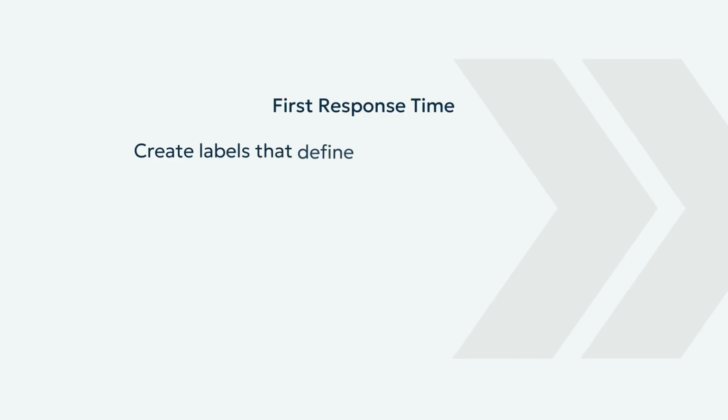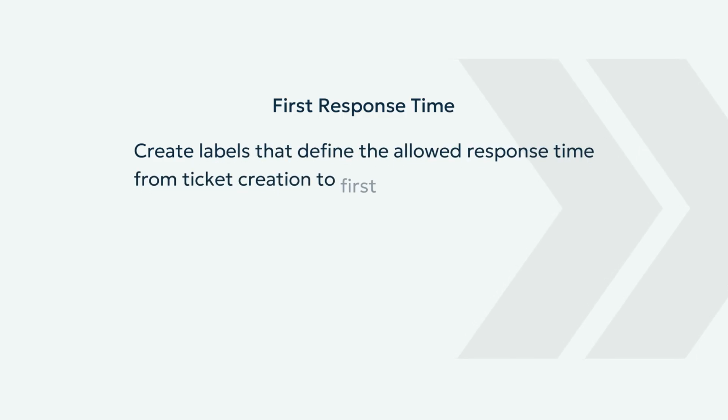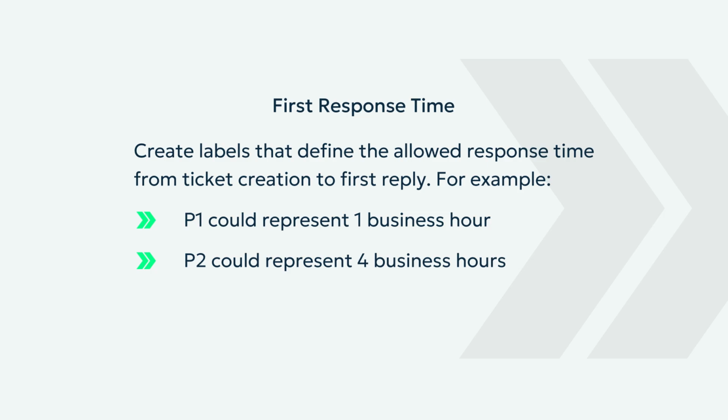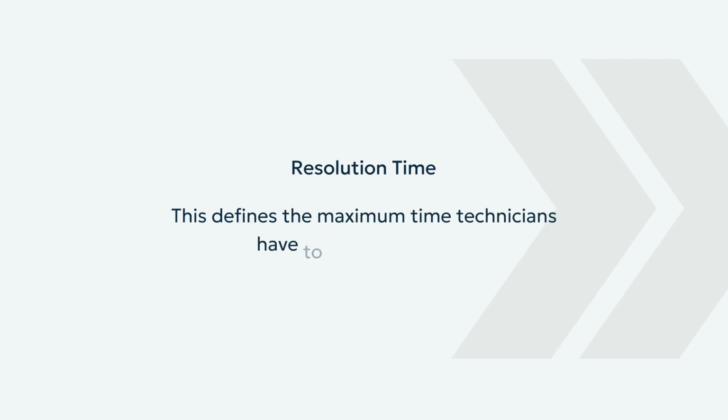First, response time. Create labels that show how much time can pass between when a ticket is created and when someone responds. For example, P1 could represent 1 business hour. P2 could represent 4 business hours. P3 could represent 1 business day. Resolution time. This defines the maximum amount of time technicians should take to resolve an issue.